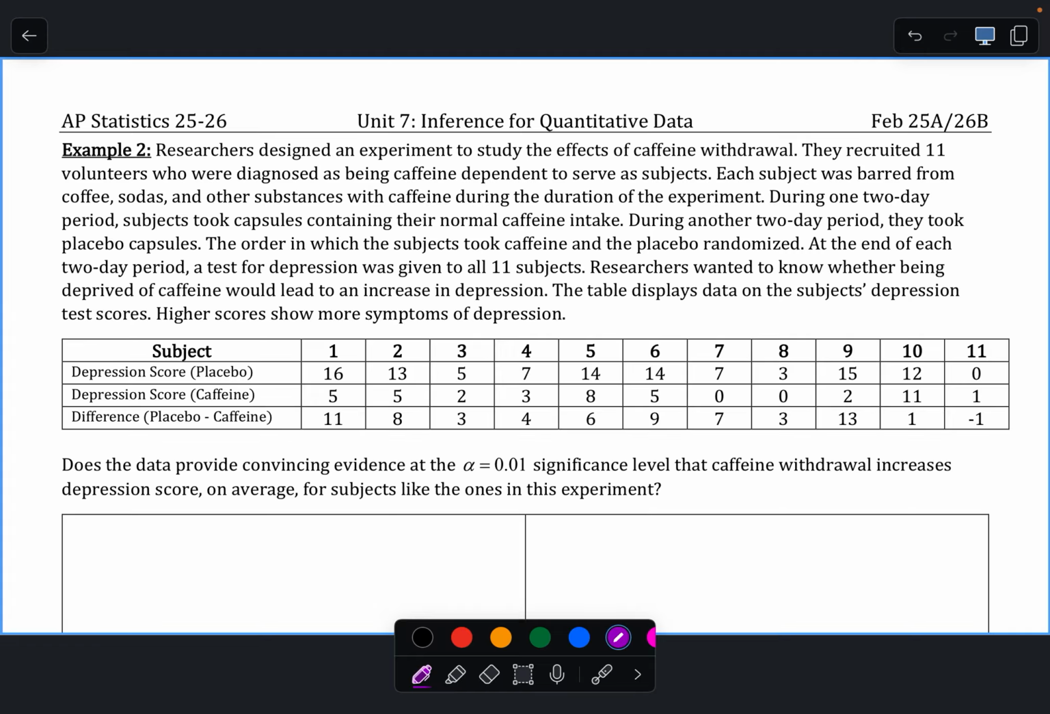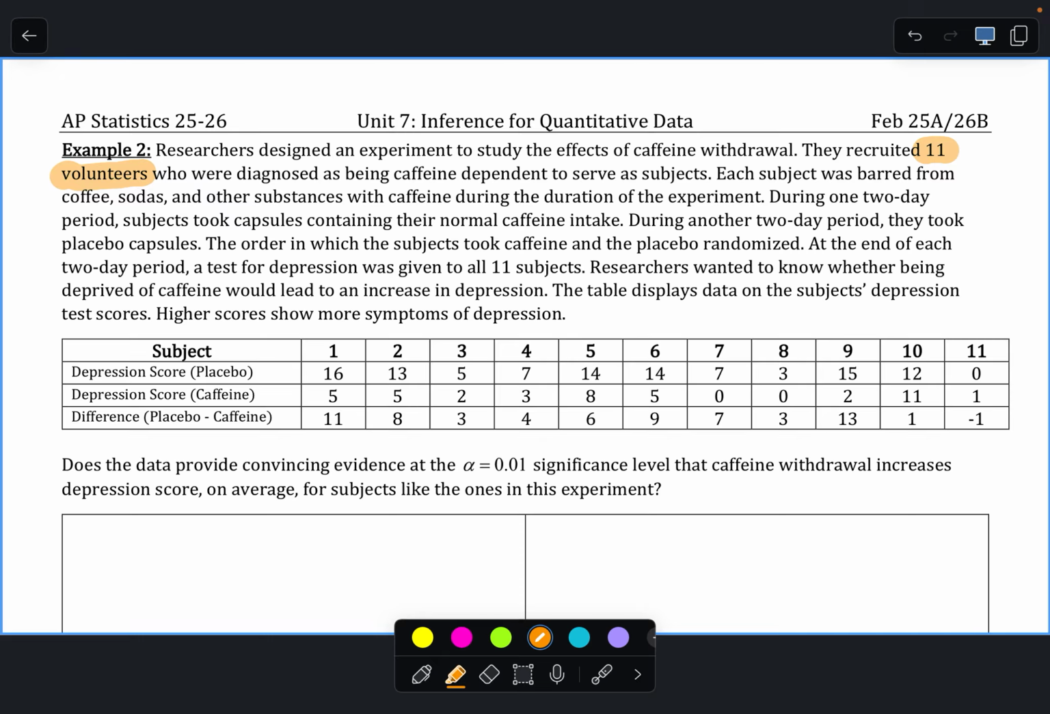So this one is a fun one. They are trying to find out if caffeine-dependent people are more depressed than non-caffeine dependent people. So researchers designed an experiment to study the effects of caffeine withdrawal. They got 11 volunteers, and that's a big part for us when it comes to how we're going to check our conditions, because we cannot say that they are randomly selected.